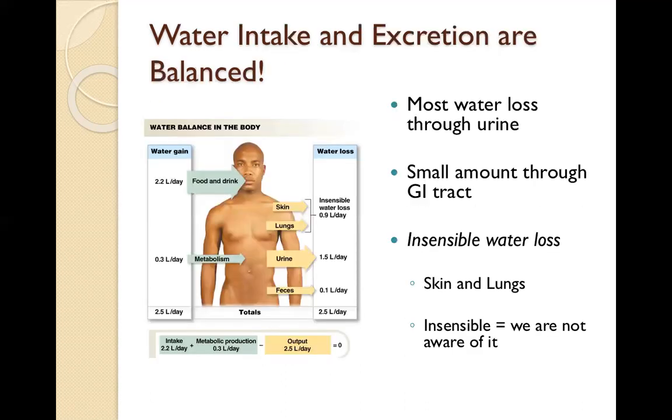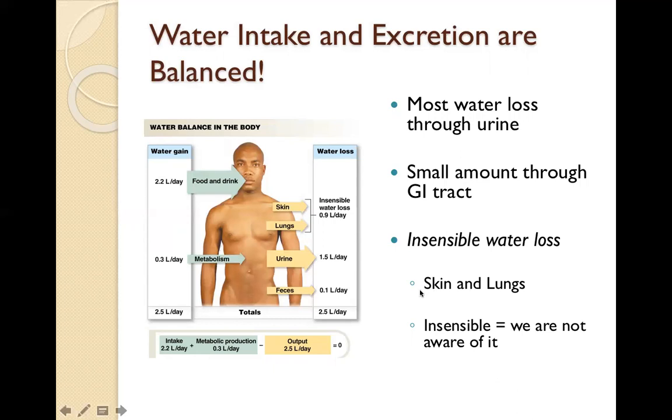Most of our water loss is through urine. There's a small amount through the GI tract, but the majority is through urine under normal circumstances. There is a thing called insensible water loss, and that is water loss that occurs through the skin and the lungs. It's called insensible because we're not aware that we're losing water.